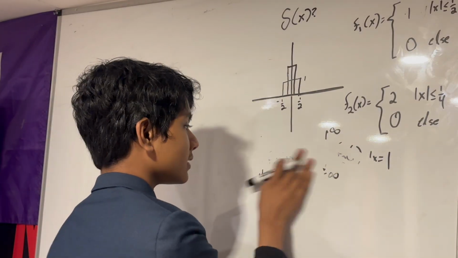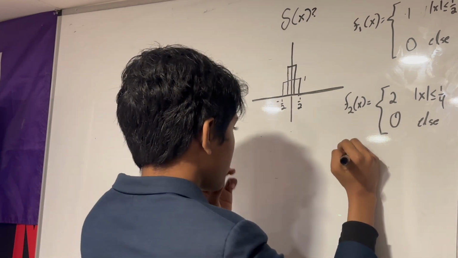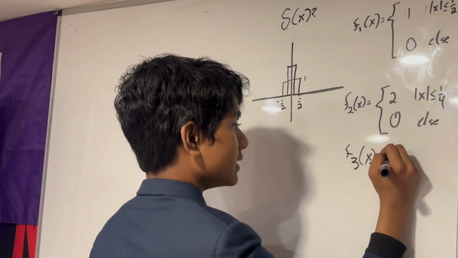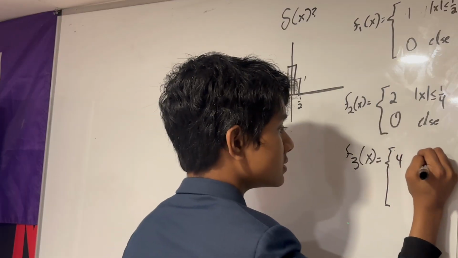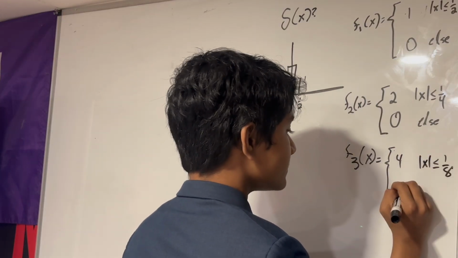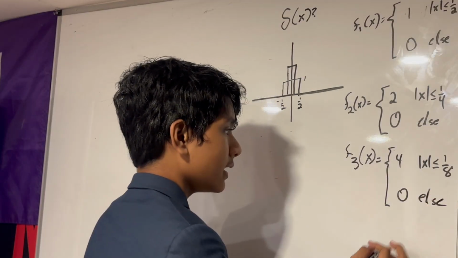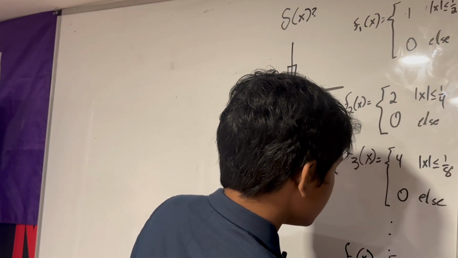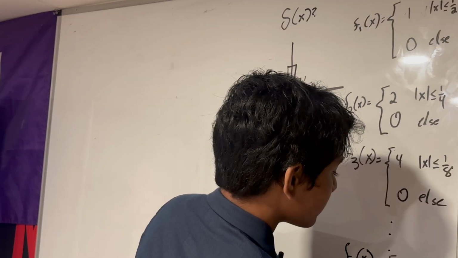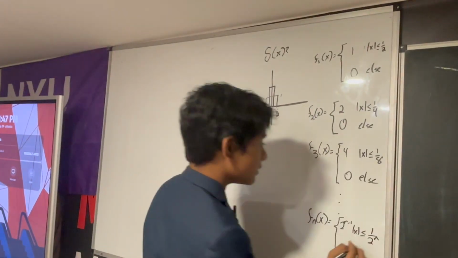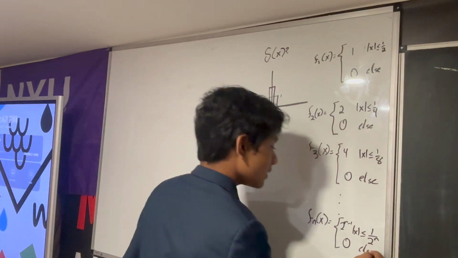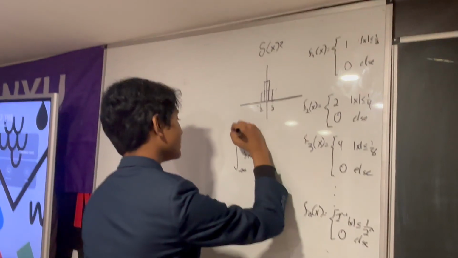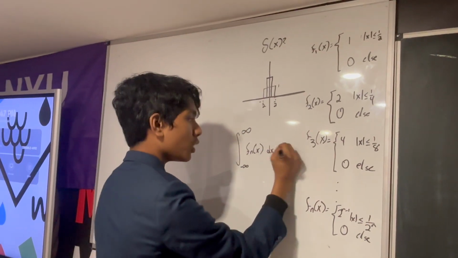Now let's look at f3. We have that f3 of x is going to be 4 if the absolute value of x is less than an eighth, 0 otherwise, and so on and so forth, with fn of x being equal to 2 to the n minus 1 if the absolute value of x is less than or equal to 1 over 2 to the n, and 0 otherwise. So the integral of all fn of x from minus infinity to infinity is still equal to 1.